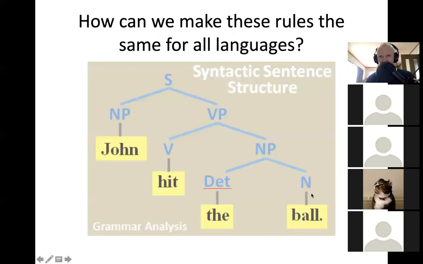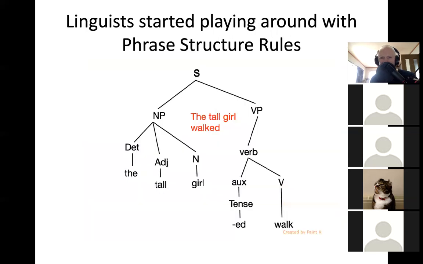No problem with that. Now, how can we make these rules the same for all languages? You want to say these are universal. All languages are basically the same. How do you make these rules all the same for all languages? That's kind of a difficult thing. And what they did is, and I'll just do this very, very briefly and I'll stop, right?